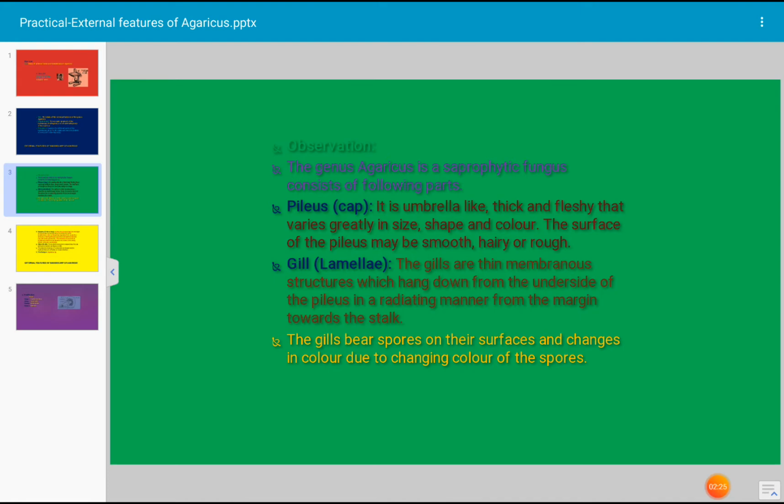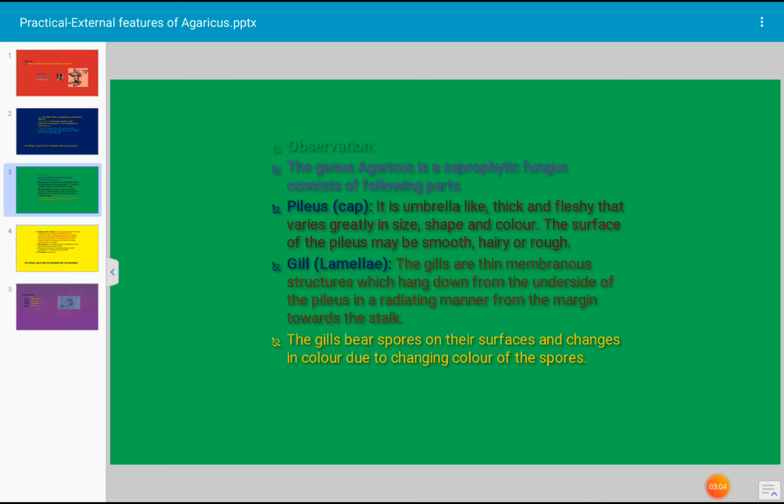The upper part of the fruiting body looks like an umbrella, or a cap-like structure, which is known as pilus. The pilus is umbrella-like, thick and fleshy or massive, and varies greatly in size, shape and color. The surface of the pilus may be smooth, hairy, or rough. But the entire body is made up of hyphae. This umbrella-shaped part of the fruiting body is known as pilus.